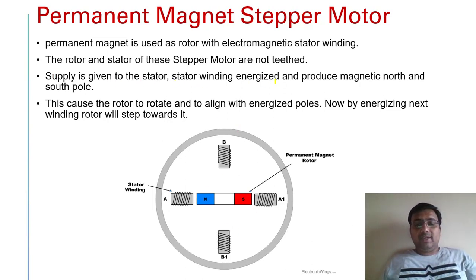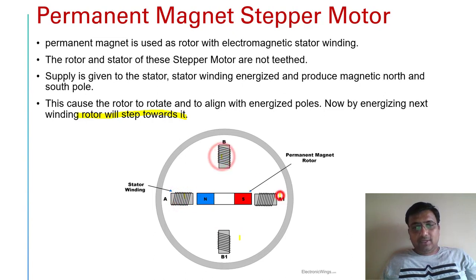Simply, given stator and rotor windings energized to produce a magnetic north and south pole. This north and south pole are already fixed on one side, and this north and south pole are produced on these particular windings. This causes the rotor to rotate and align with the energized poles. Now by energizing the next winding, the rotor will step towards the next step like this.